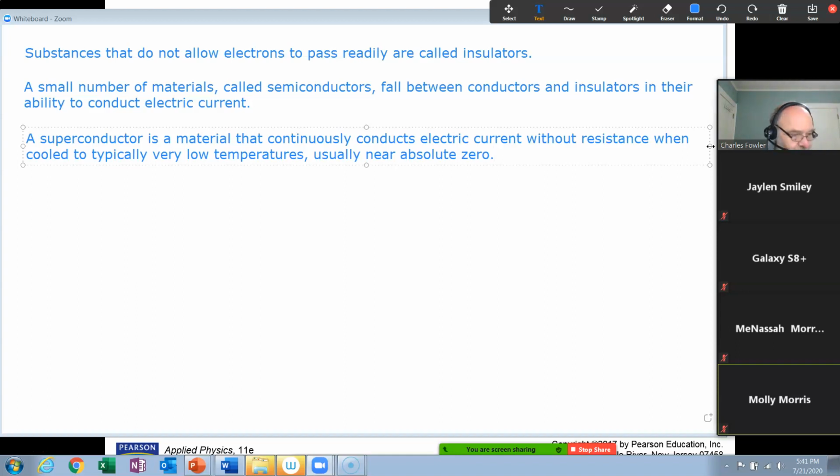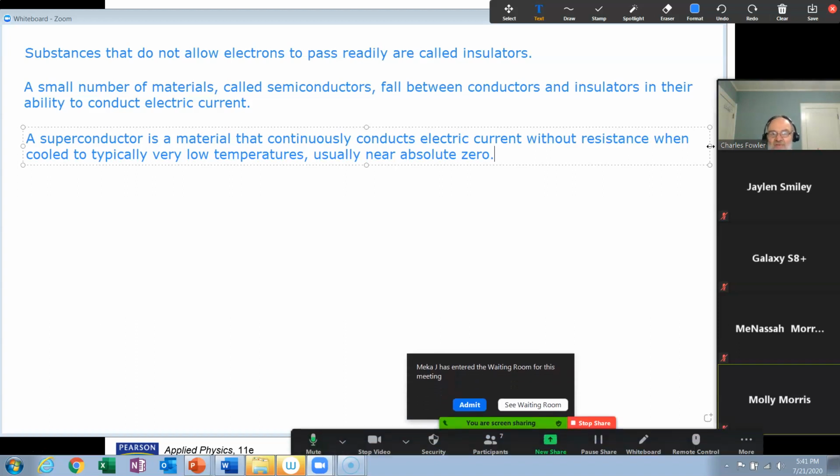Now, that's all dealing with the conductor, the thing that transmits electricity, that allows electricity to flow.